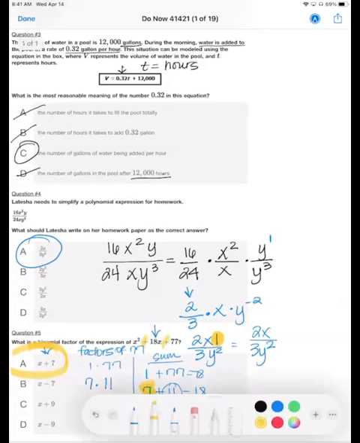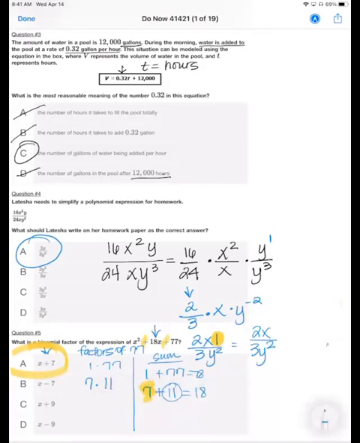So if I were to write the binomial as a whole, I would have x plus 7 times x plus 11, and that would be my complete factor, but this is the only one that we see, which is A.